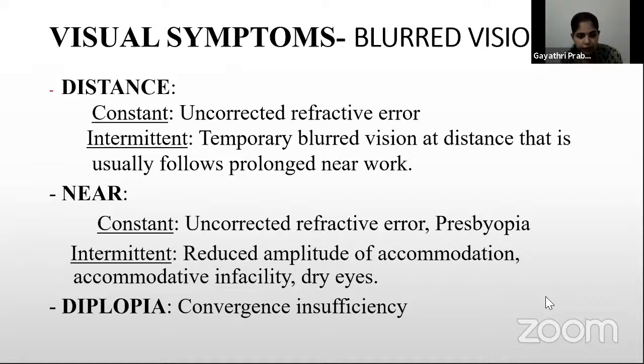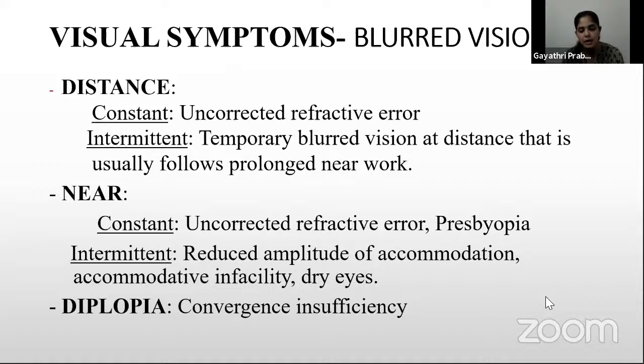Now, if it is intermittent, then the temporary blurriness of vision might occur when the person looks at the screen and then suddenly looks up. It will take a while for them to clear up. In those cases, it can be a problem of accommodative facility or probably dryness as well. For near, if it is constant blurred vision, obviously depending on the age, you need to think first of presbyopia, or you could also consider accommodative insufficiency. If it is intermittent, you could consider reduced amplitude, accommodative infacility, or again, dry eyes.